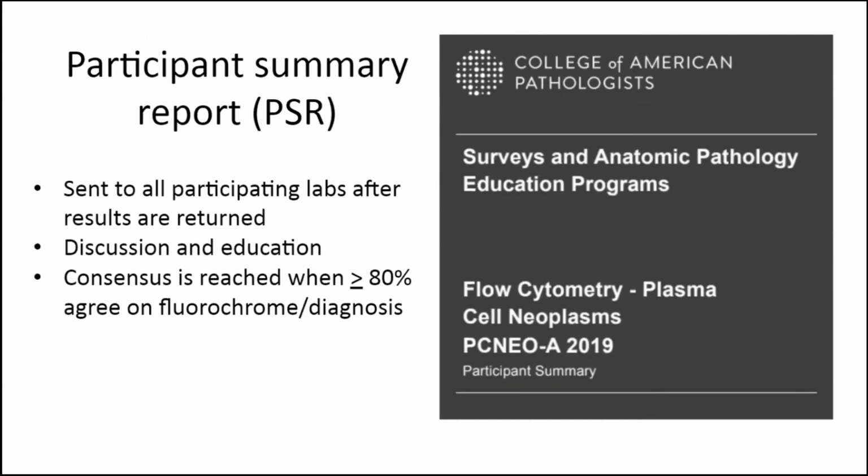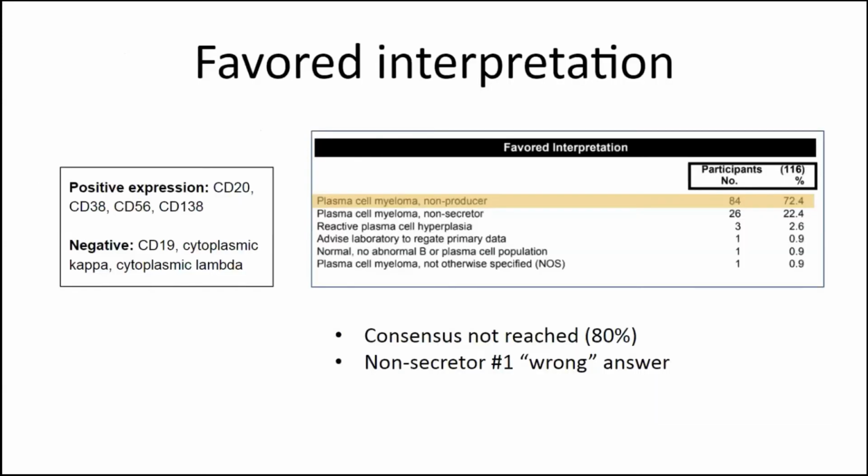After the testing period ends, a participant summary report, or PSR, is sent to all participating labs with the results. For each challenge, the results are discussed and the participants are briefly educated about the disease and how to improve performance. Remember that consensus is defined as 80% or higher agreement. So consensus was reached for all fluorochromes in this study. The most favored interpretation was as intended, a non-producer myeloma.